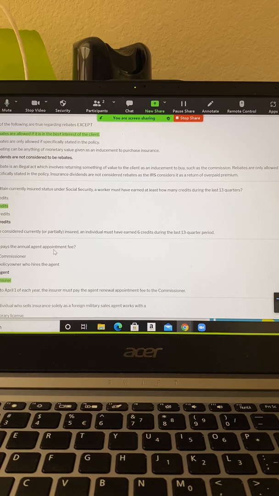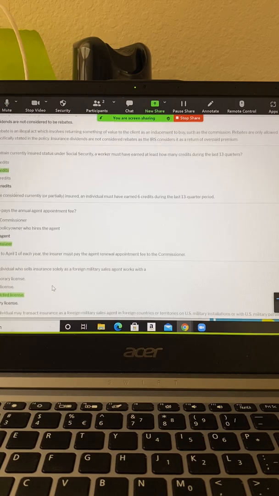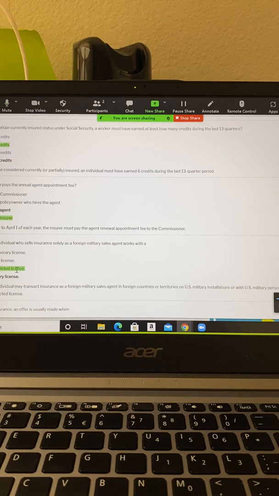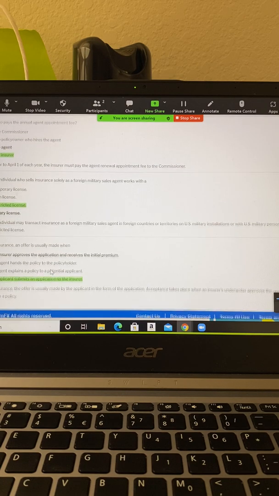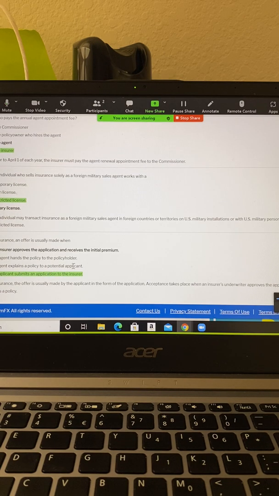Who pays the annual appointment fee? Oh, the insurer does. All right. Oh, yeah, I thought it could be restricted license. Taking pictures. Dang, I said that was out there. I gave you the wrong thing. In insurance, the offer is usually made by the applicant. Oh, I had it backwards. I thought the company made the offer.